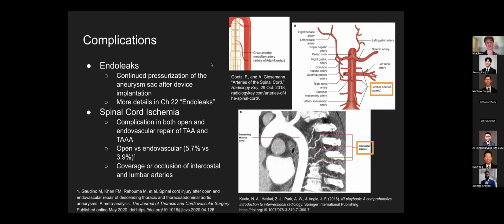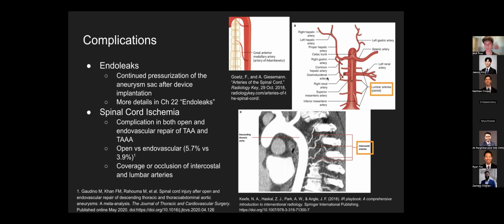Spinal cord ischemia can also occur. This is not only for EVAR. This can also occur in open repair. A JTCS article showed 5.7% of patients who underwent open repair had spinal cord ischemia, while only 3.9% had that in endovascular repair. This occurs due to coverage or occlusion of the intercostal or lumbar arteries.